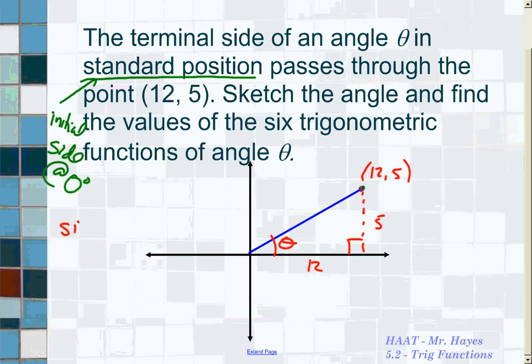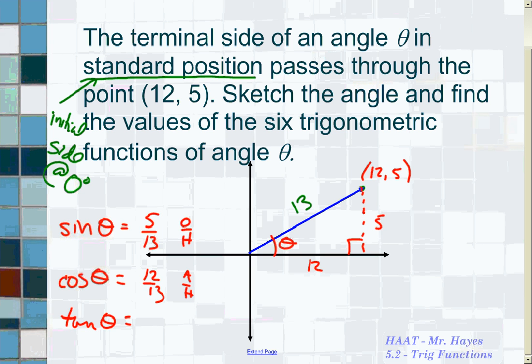So let's say for sine of theta, that's equal to opposite over hypotenuse, right? My side opposite is 5. This is a 5, 12, 13 right triangle, so the hypotenuse is going to be 13. If you're not sure about it, leg squared plus leg squared equals hypotenuse squared. So that's going to be 5 over 13. Your cosine of theta is going to be adjacent over hypotenuse, so that's 12 over 13. Your tangent of theta is going to be opposite over adjacent, which means that's going to be 5 over 12.